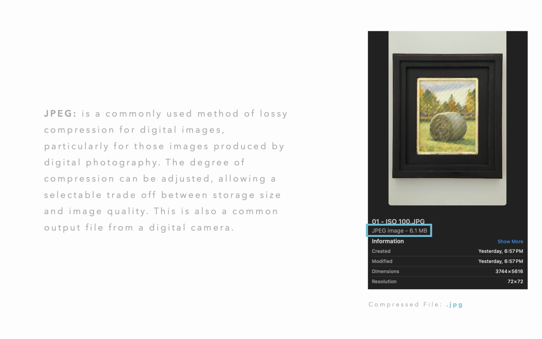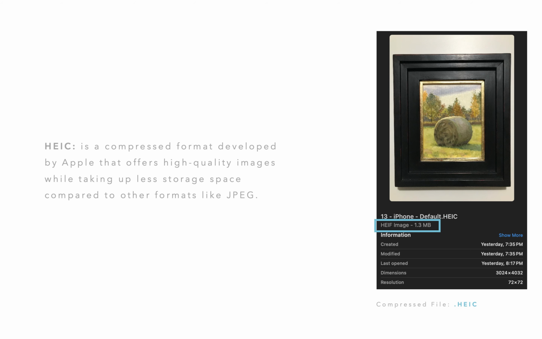JPEG is a commonly used method of lossy compression for digital images, particularly those produced by digital photography. The degree of compression can be adjusted, allowing a selectable trade-off between storage size and image quality. This is also a common output file from a digital camera. So, still 6.1 megabytes. What? Yeah, of course. The HEIC.